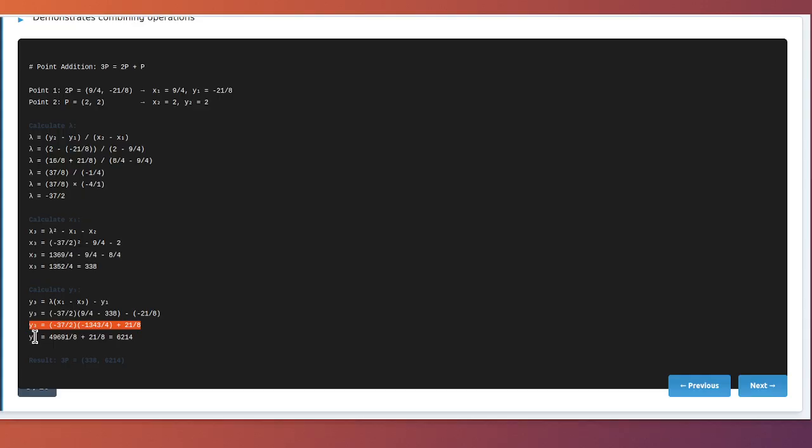49,691/8. Then, 49,691/8 minus negative 21/8 equals 49,691/8 plus 21/8, which totals 49,712/8, finally equaling 6,214. Therefore, 3p equals the coordinates 338, 6,214. Notice how quickly the coordinates grow with real numbers. This is why cryptography uses finite fields to keep numbers bounded.